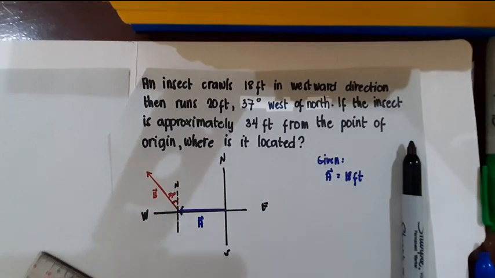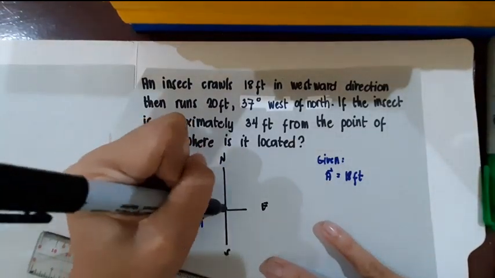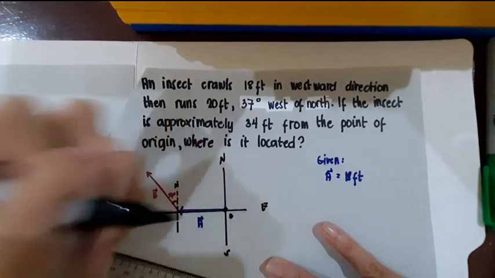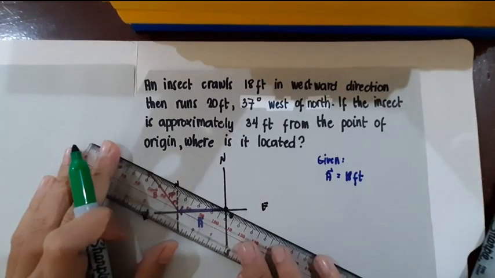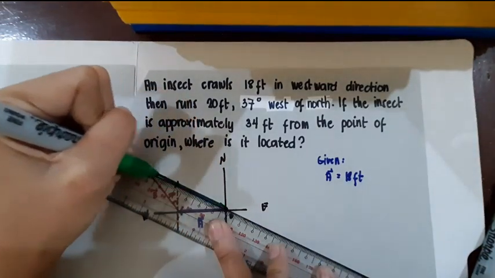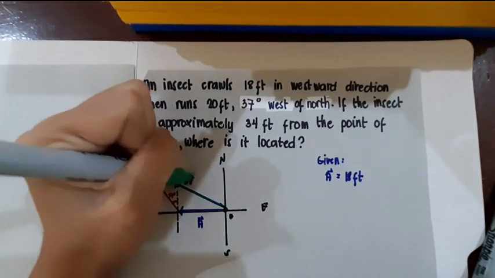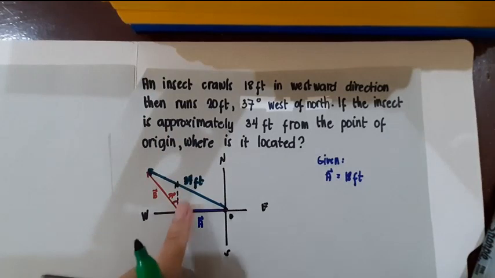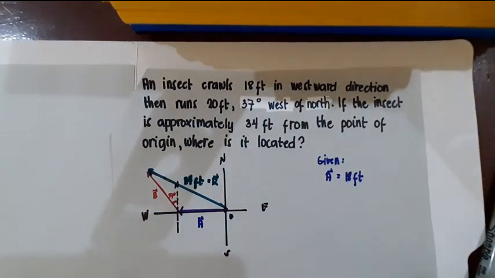And then, if the insect is approximately 34 feet from the point of origin, where is it located? From the point of origin, this is our origin. This is where the insect came from. Since it is 34 feet from the point of origin, this is your 34 feet. Basically, this 34 feet is your resultant vector, the resultant displacement of the insect.